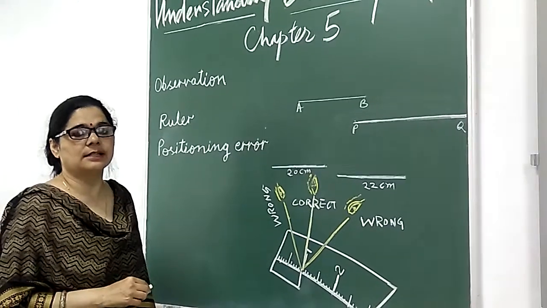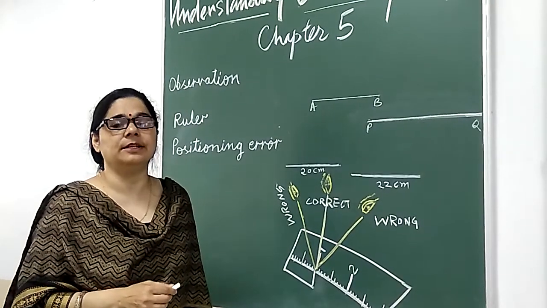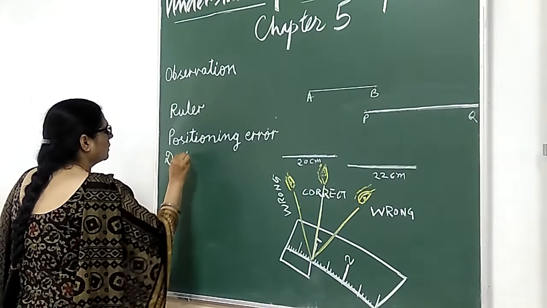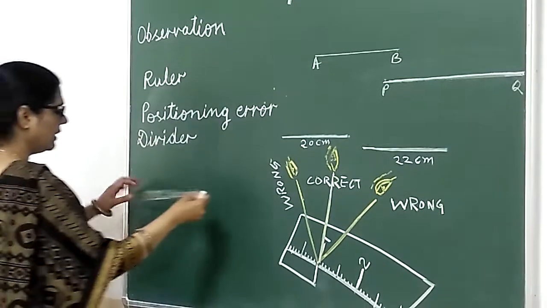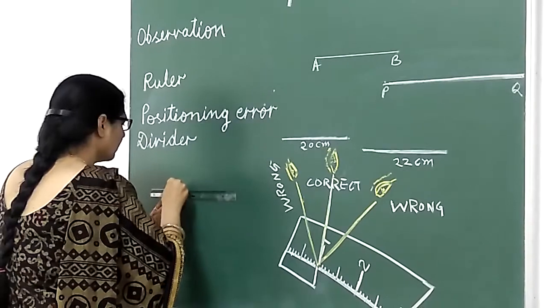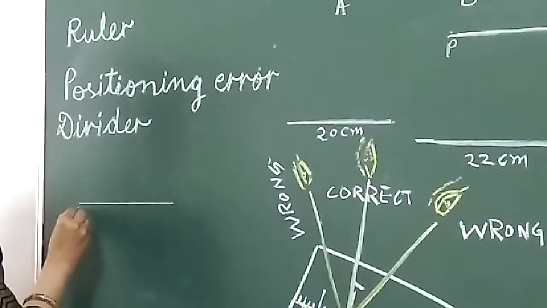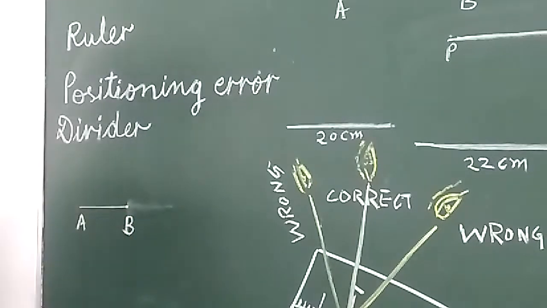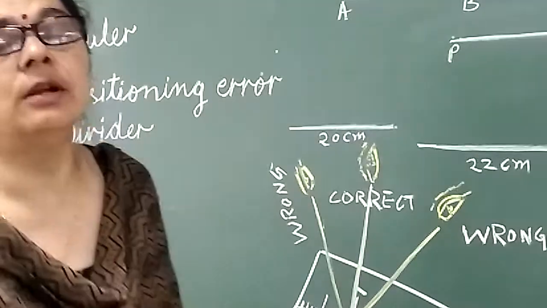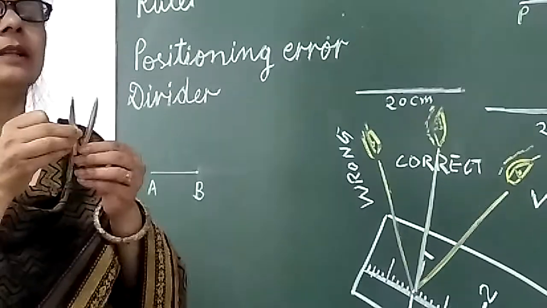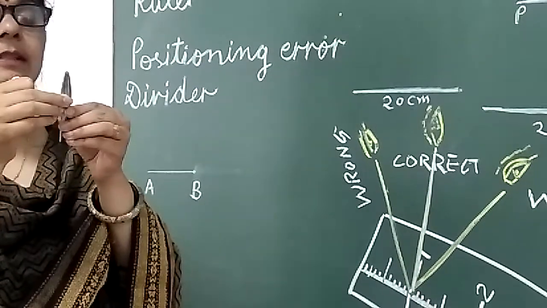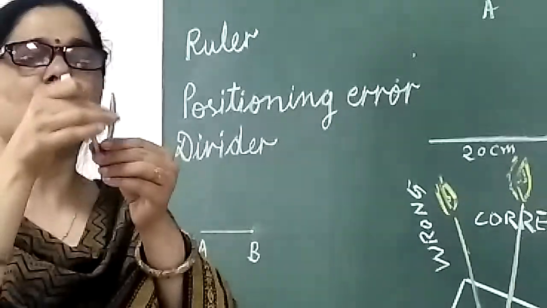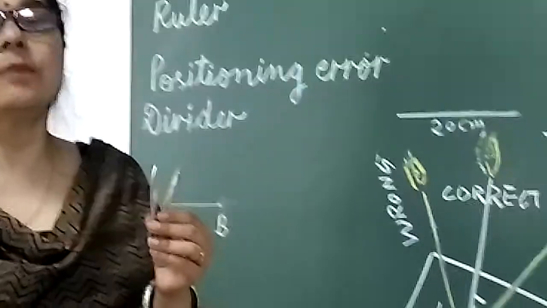So the third method is, children, with the help of a divider. If we have this line segment AB, how do we measure it with the help of a divider? This is a divider, children. We open it, then it gets widened, and when we close it, it gets narrow. It has two pointed end points, and these are the arms of the divider.